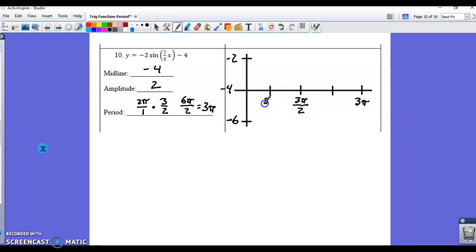So that would be 3 pi over 4. So now you're counting by 3/4. That'd be 3 over 4, 6 over 4, 9 over 4. It's a negative sine function. So it starts in the middle, but negative sine goes down to the minimum first, back to the midline, up to the maximum, back to the midline.